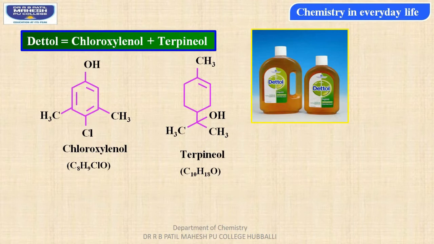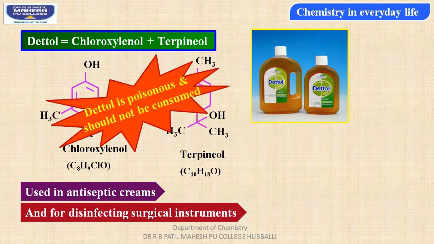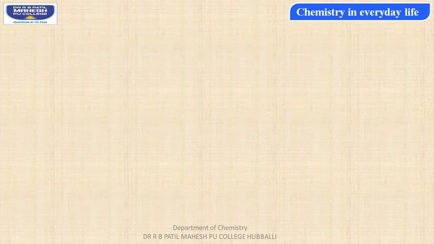And even students, Dettol can be used for disinfecting the surgical instruments, that is the microorganisms which are adhering to the surgical instruments used in operations can be disinfected by using Dettol. And students, Dettol is poisonous and must not be consumed orally. We can use the Dettol only for killing the microorganisms externally or for the injured parts of our body, but it must not be consumed.